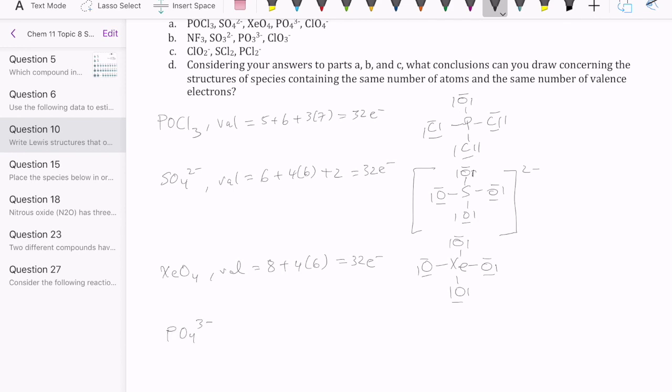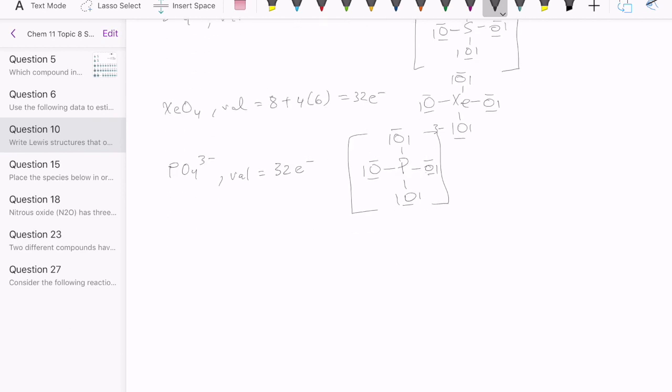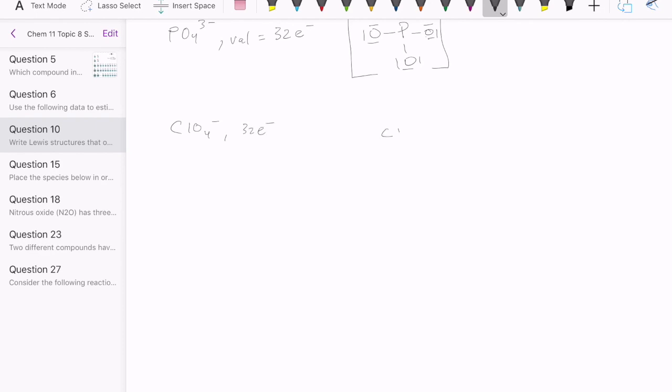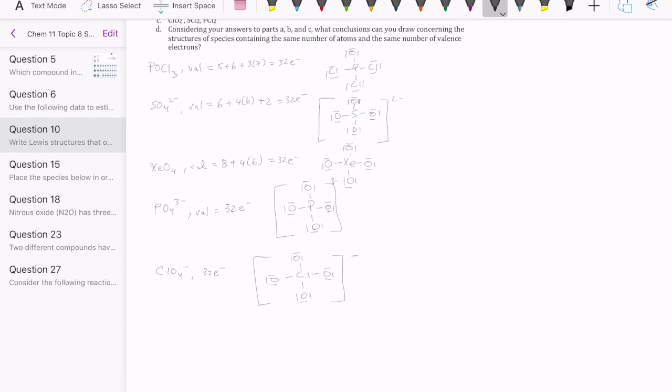But let's finish up with the other 2 structures, phosphate. As you might guess, this is also going to be 32 electrons. Same structure, phosphorus in the middle, getting 32 electrons in the end. This is an ion, so 3 minus. And then we have the perchlorate ion, 32 electrons again. So here's 1, 2, 3, 4, and voila. All those structures have now been drawn for the part A species.